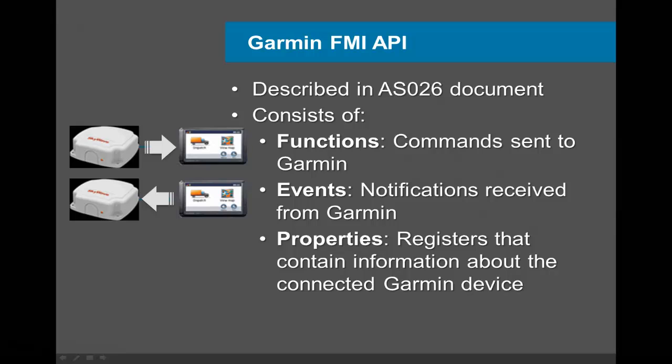The interface, or API, for the GarminFMI is described in the accompanying document number AS026. The API consists mostly of Lua functions and events. Functions are used to send commands from an IDP terminal to the Garmin device connected to IDP, while events are used to broadcast notifications received from the Garmin device to other Lua services. The API also includes a number of service properties that provide dynamic information about the connected Garmin device, such as version number and connection state, and to enable some debug information on the IDP's trace output.